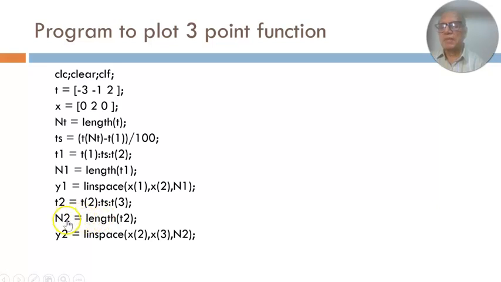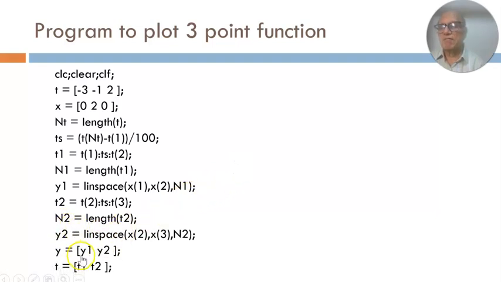Now what do? You find the length of this, the number of samples in this. So N2 is equal to length of T2. And then Y2 is equal to linspace x2, x3. So again you find that x2 is repeated here. So you get a small error in the amplitude vector as well as the time vector. But it's not very significant because the time slice is quite small. Okay, so at this point you have generated y1, y2, t1, t2. So what you can do is you can concatenate them.